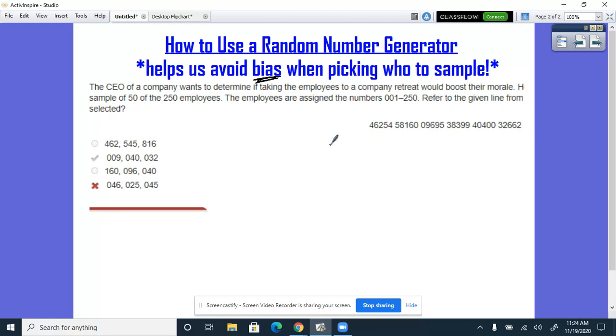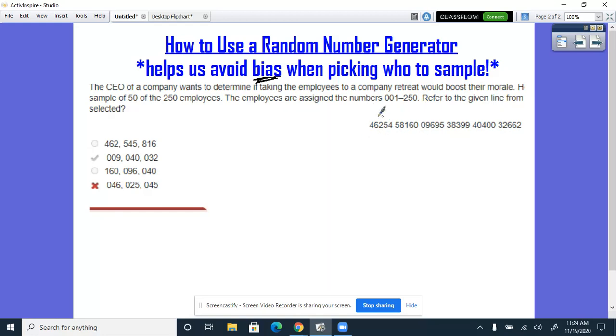So we have this example here, and I'll show you. It's actually really simple and easy, two or three steps to use these. It can be a little confusing, so let's take a look. The CEO of a company wants to determine if taking the employees to a company retreat will boost their morale. He wants to sample 50 of the 250 employees. The employees are assigned the numbers 001 to 250. Refer to the given line to figure out which ones are selected.